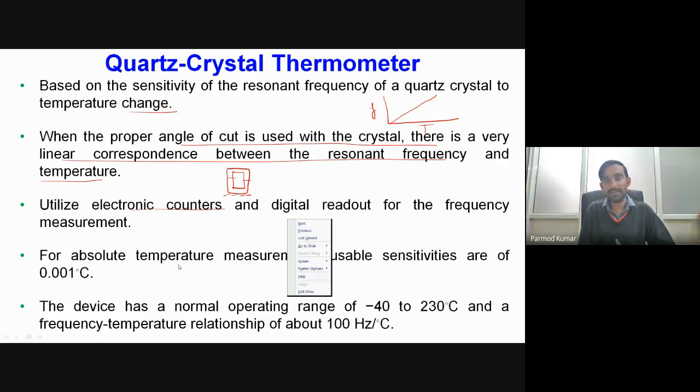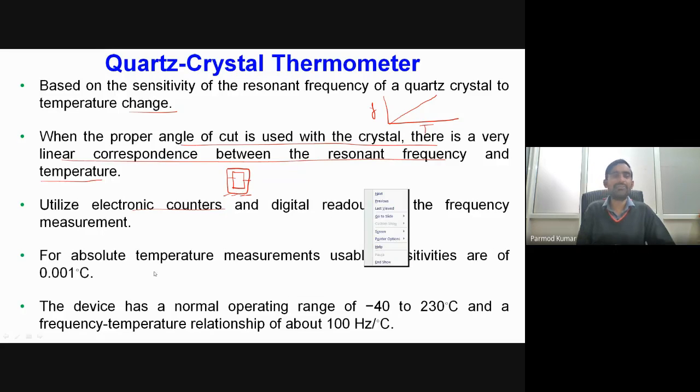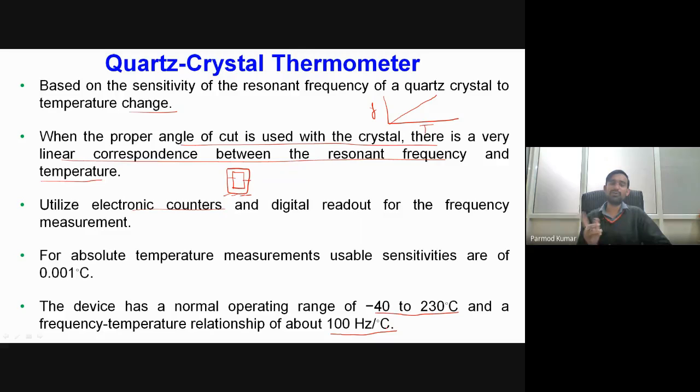For absolute measurement of temperature, the usual sensitivity of this type of device is very precise, of the order of 0.001 degree Celsius. This device has a normal operating range of -40 to 230 degrees Celsius and a frequency-temperature relationship of about 100 Hertz per degree Celsius. So corresponding to 1 degree Celsius, you may find a change in frequency of 100 Hertz. This is a very accurate method for measurement of temperature.